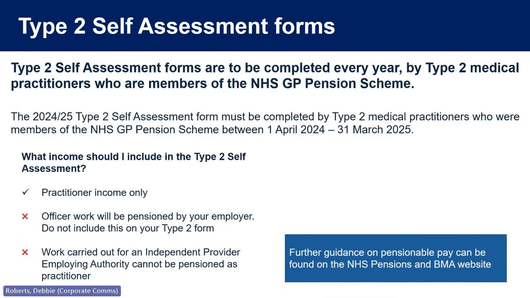You must only include practitioner income on your Type 2 form. If you had an officer role, this will have been pensioned directly by your employer and must not be included on your Type 2 form. If you are unsure if your work is classed as practitioner or officer in the pension scheme, the provider you work at should be able to advise you. Work carried out for an independent provider employing authority cannot be pensioned as practitioner. Further guidance about what pay is actually pensionable is available on the NHS Pensions and BMA website.